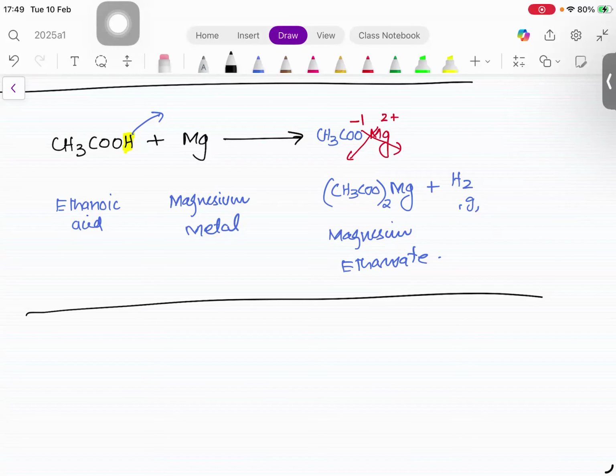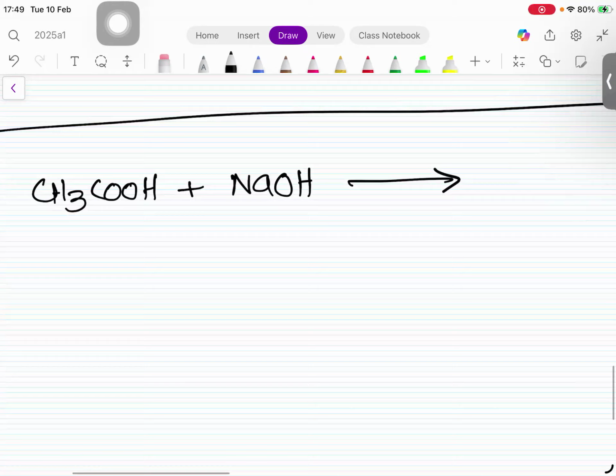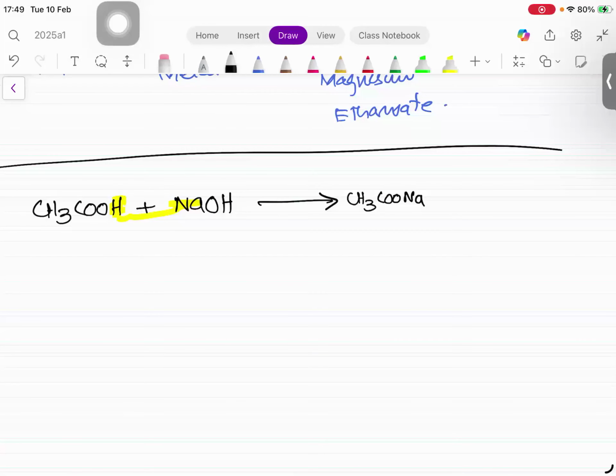Now if I have metal compounds, those are metal oxide, metal hydroxide, metal carbonate, the same principle goes with everyone. For example, look at this. If I have CH3COOH and I react it with sodium hydroxide, even then we know the principle. The sodium is going to displace what? Hydrogen. So one of the products is CH3COONa, sodium ethanoate. But the other product, the H and OH, they are going to combine to give what? Not hydrogen gas. They are going to combine to form water.